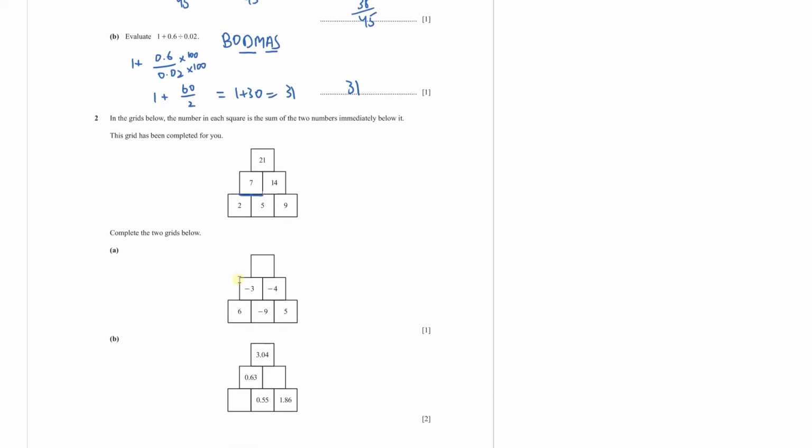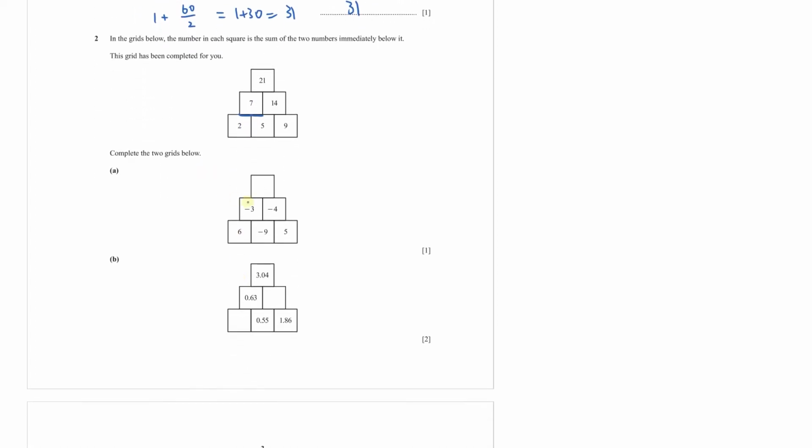So now we have to complete the two grids below. Here we will have minus 3 plus minus 4. We'll add these two to get this number here. So this will be minus 3 minus 4, which is minus 7. So this one here will be minus 7.